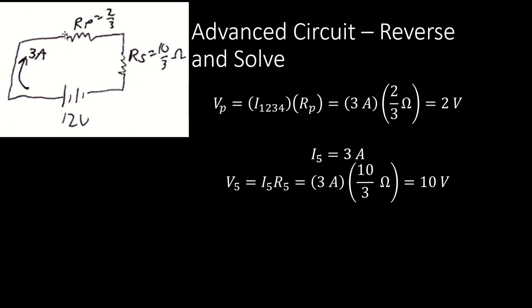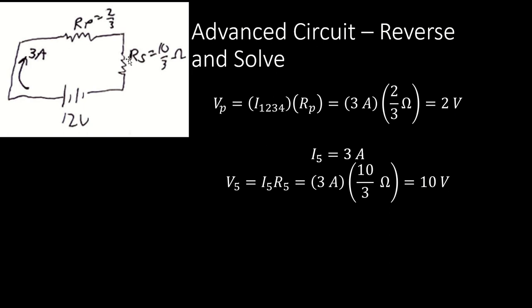This will be helpful in determining what's the voltage drop across each parallel path in our resistance. So the parallel voltage is going to be equal to the current flowing through 1, 2, 3, 4 times our parallel path resistance. The current flowing through resistor 1, 2, 3, 4, or RP, is going to be those 3 amps times 2/3 ohms, or 2 volts. Now current 5, that's just going to be 3 amps, because since this is one single path, 3 amps will have to go through each resistor that is just along this single path.